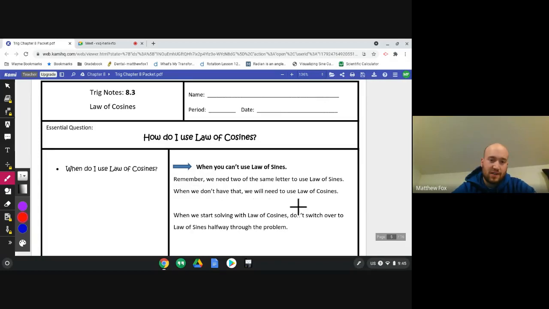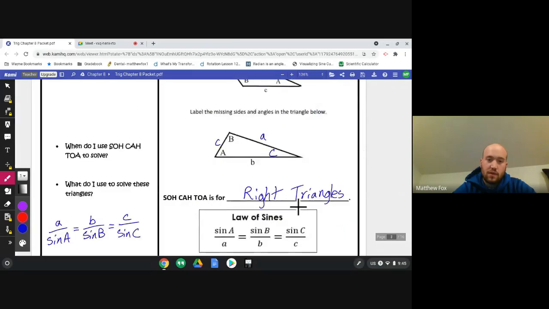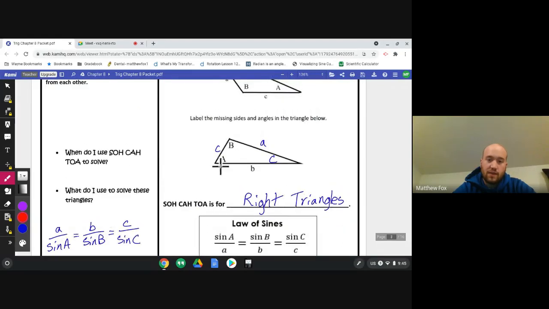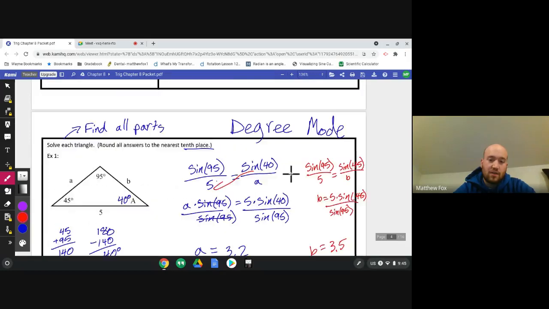And what we mean by that is both an angle and the side opposite of it. So for example, if we have this letter A and the side opposite, little a, then we can use law of sines. As long as we have one other piece of information, we can find the other side.